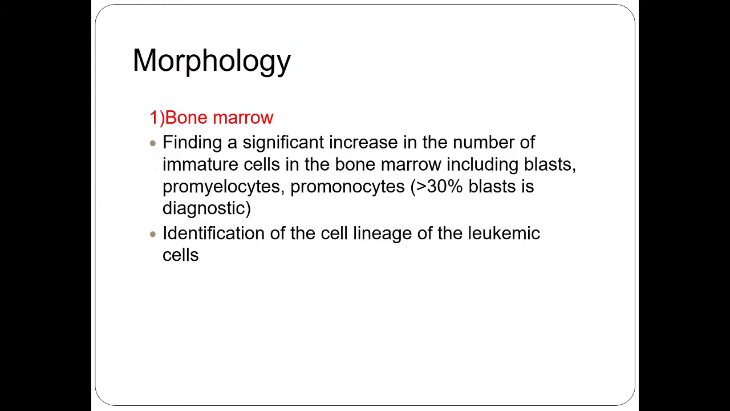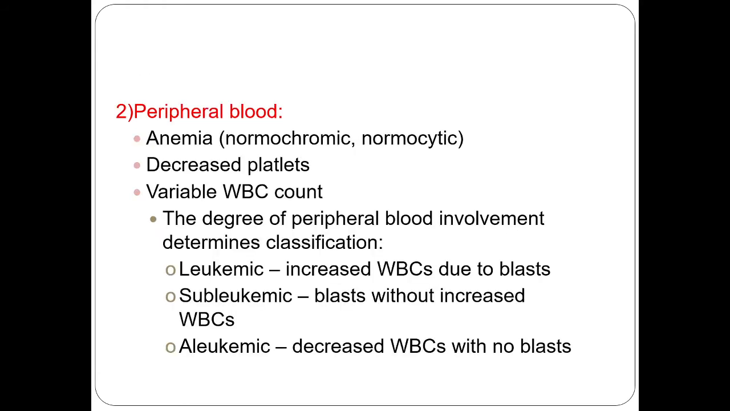Now, morphology. Bone marrow shows a significant increase in the number of immature cells, including the blast, promyelocyte, and promonocyte. The blasts are always more than 30% for the diagnosis of acute leukemia and identification of the cell lineage of the leukemic cells. Peripheral smear: anemia is mostly normocytic, normochromic, with decreased platelets and variable WBC count.